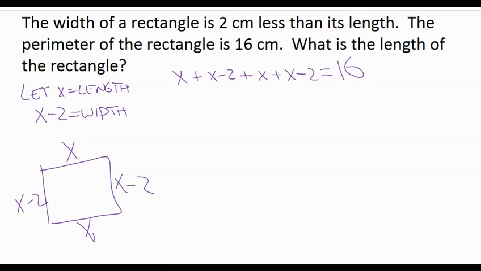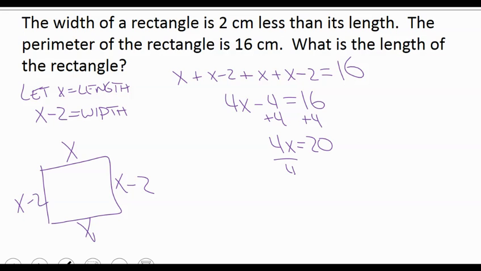So I'm going to combine my like terms. I've got 4 x's. I got negative 2 and another negative 2. That'd be negative 4. And equals 16. Solve this. Add 4 to both sides. 4x equals 20. Divide by 4. And I get x equals 5.